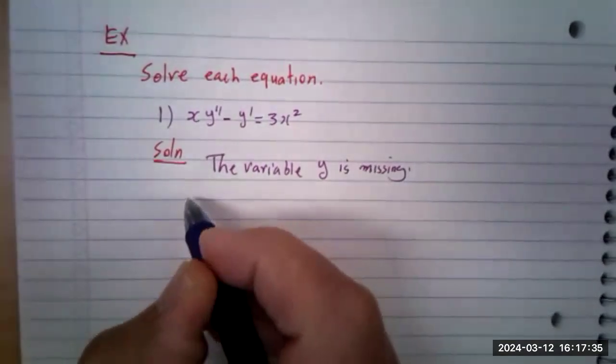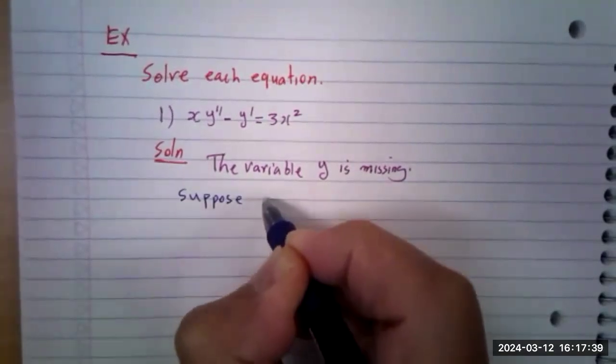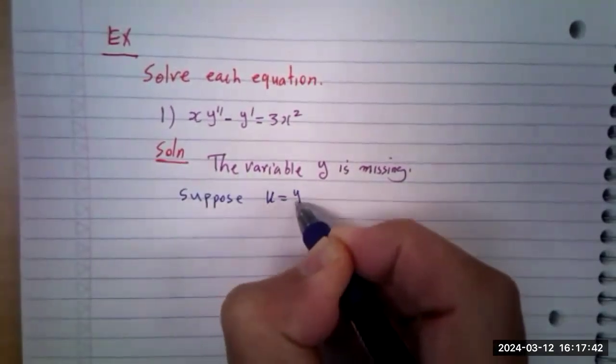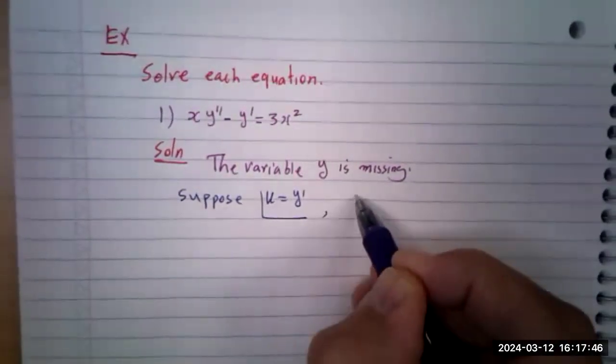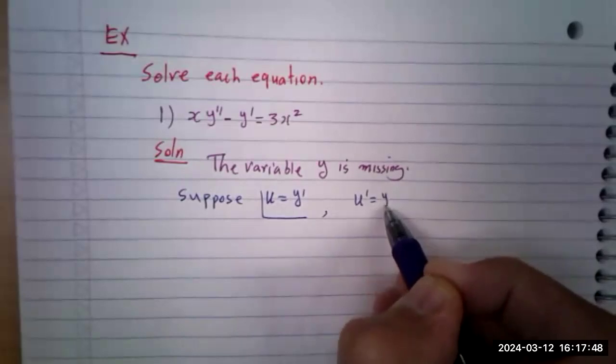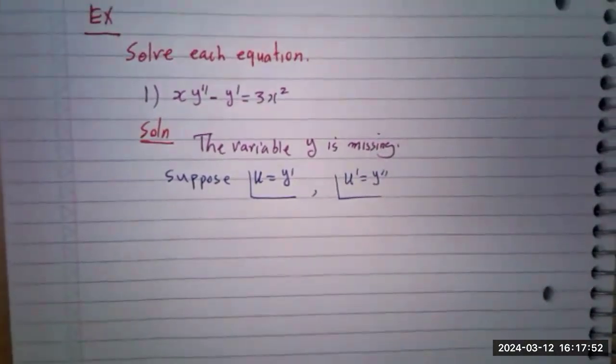So quickly, as we talked about, suppose u equal to y prime. u equal to y prime is your first step, and then u prime equal to y double prime. Go to the equation, substitute, and see what the result is going to be.